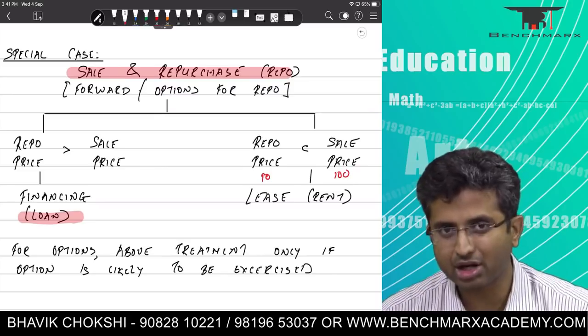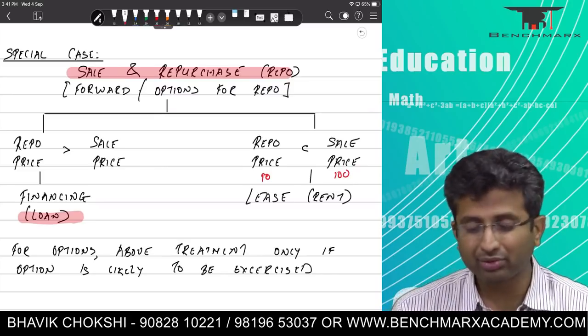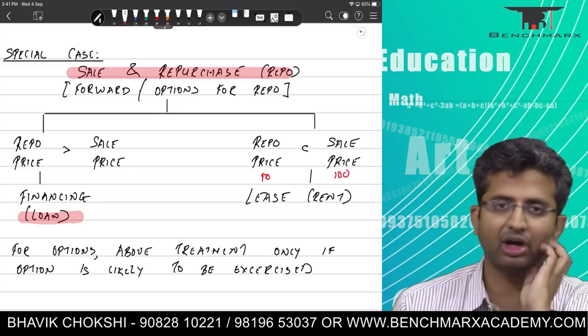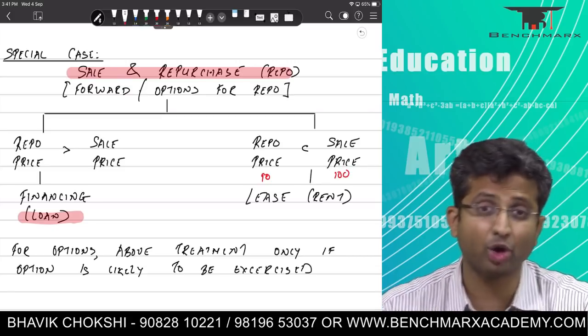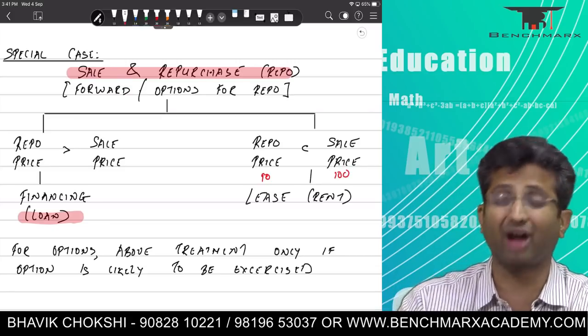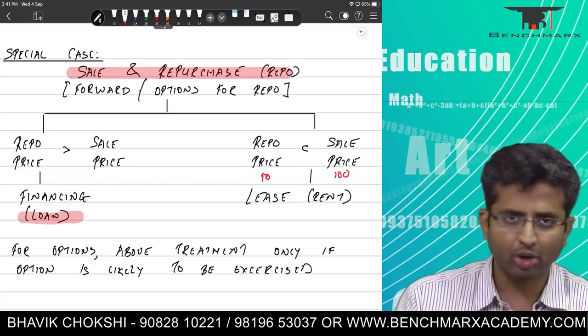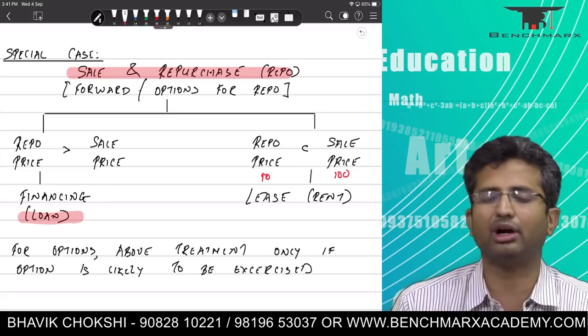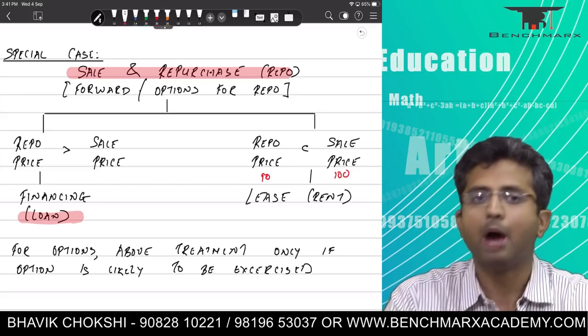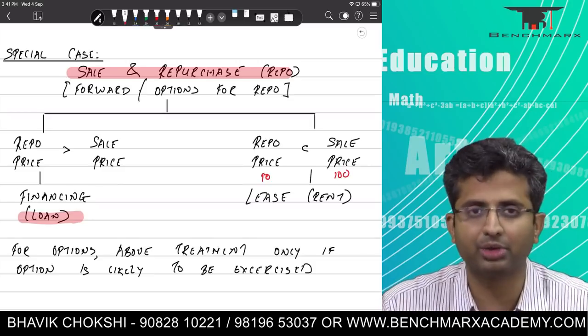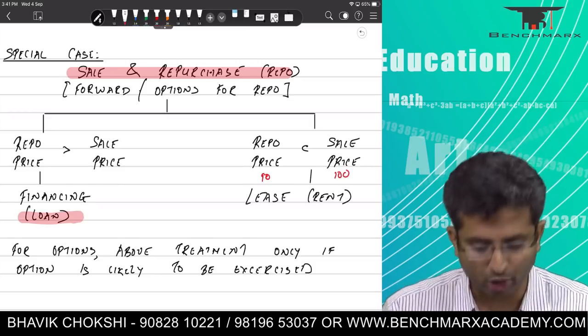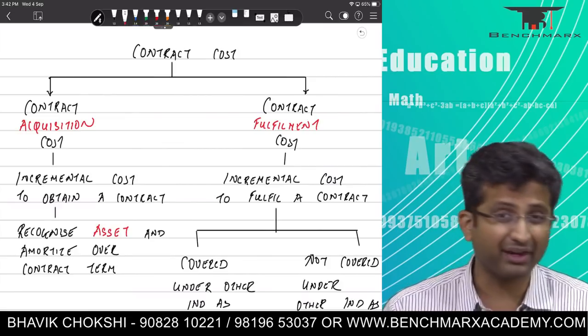The situation might become a little more complex in case of options. In case of options, you'll have to see the likelihood of the options getting exercised. If the options are likely to be exercised, then you will account it as a loan or as lease transactions. But if the options are uncertain, not likely to be exercised, then you account it as a sale only. Okay, so that takes care of the 5-step model.